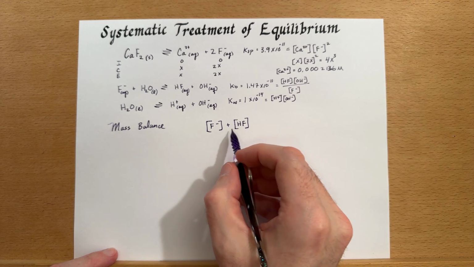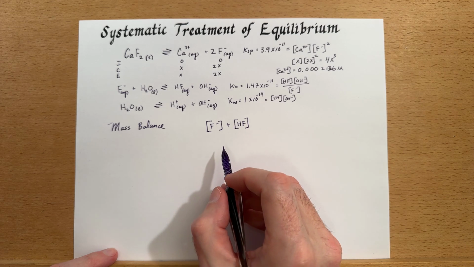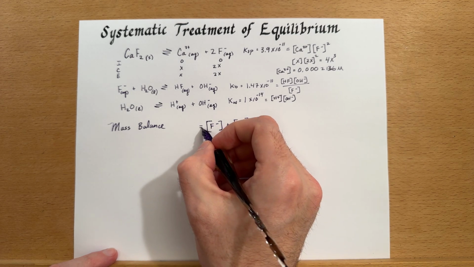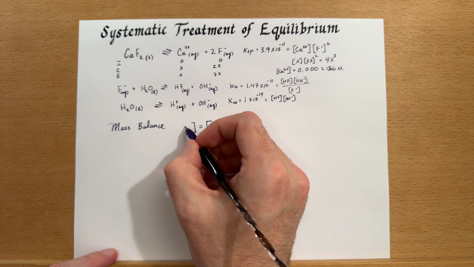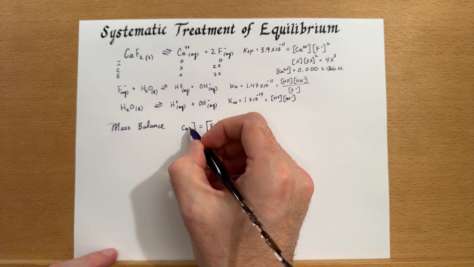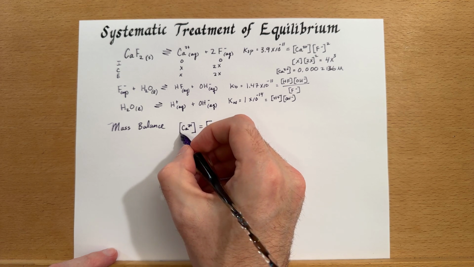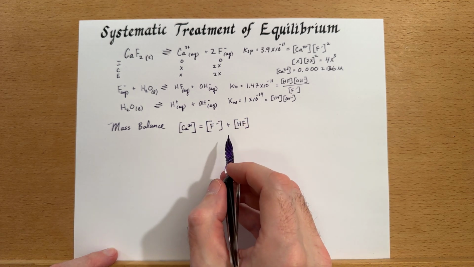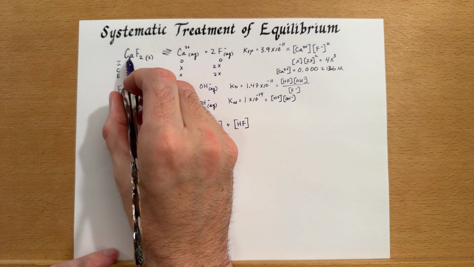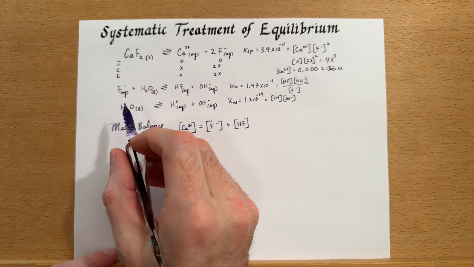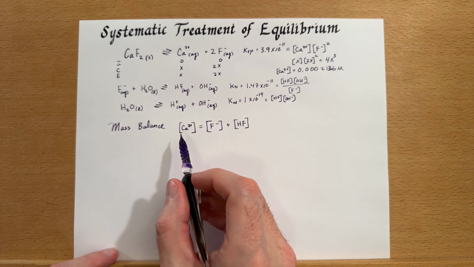So I'm going to total up all of the places that the fluorine can go, and I'm going to set that equal to the calcium concentration. Now, just like this expression is not correct because there's a 2-to-1 ratio between the calcium and the fluoride.